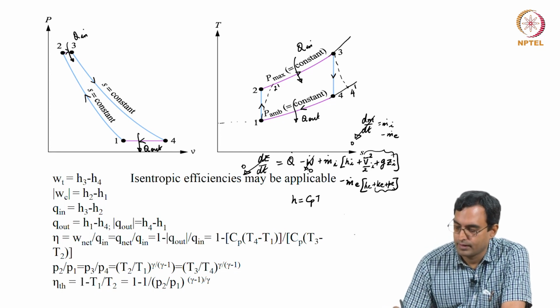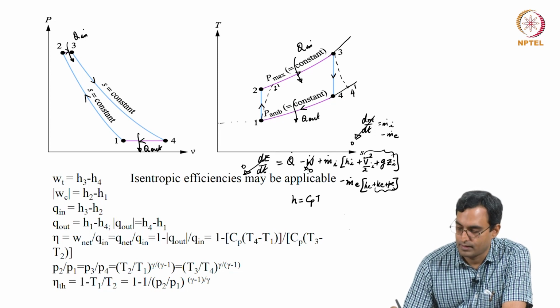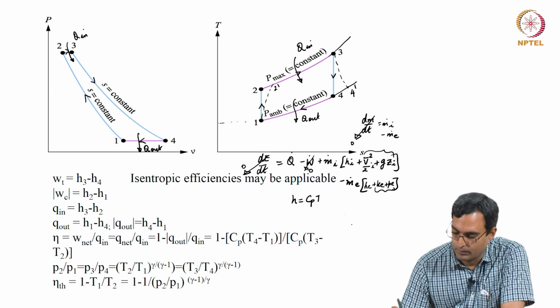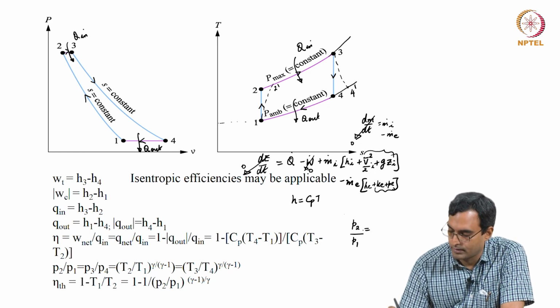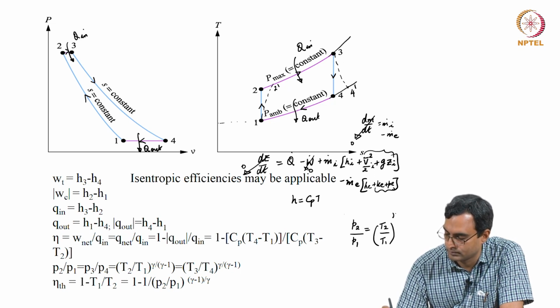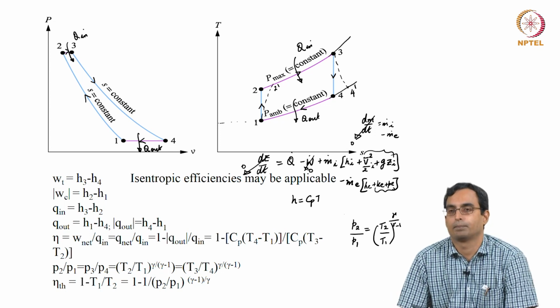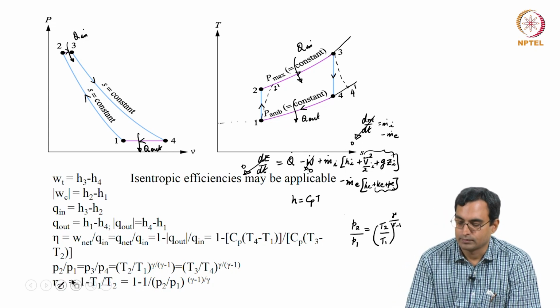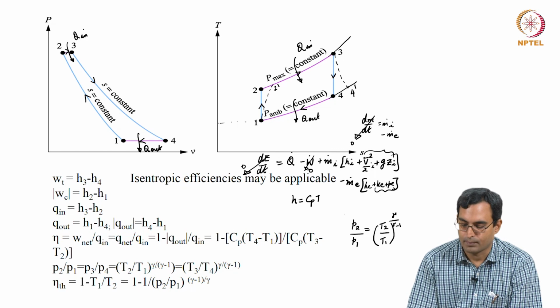And if we have an ideal gas, what we can also write is that we can write the pressure ratios in terms of the temperature ratios. So, we have pressure ratio is essentially temperature ratio for an adiabatic process. So, we can write P2 by P1 is T2 by T1 to the power gamma by gamma minus 1.